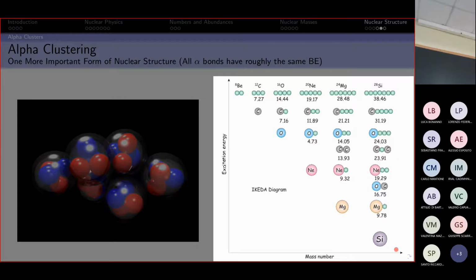If I have neon and I want to take off an alpha, it's less now. But then, if I want to take off two alpha particles off of the neon, it's about 7 MeV or so. I want to take off more alpha particles. It's about 19 MeV. And so on. And I can play this game for quite a while, which is really interesting.